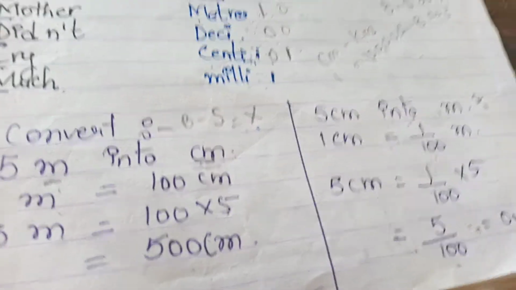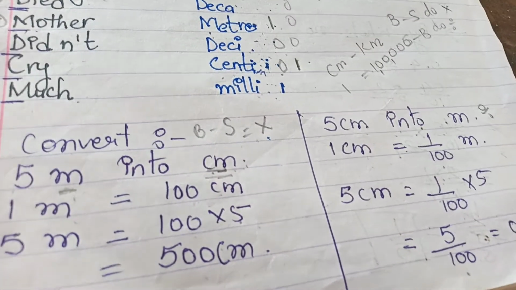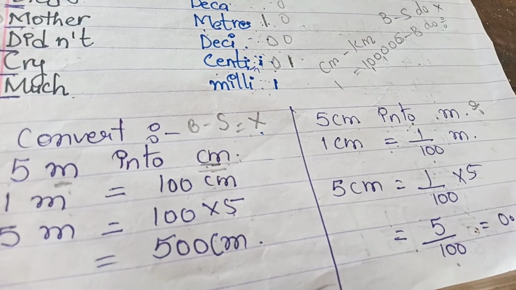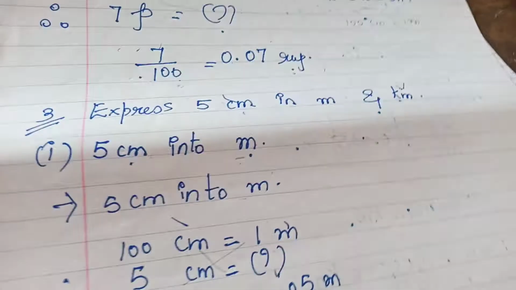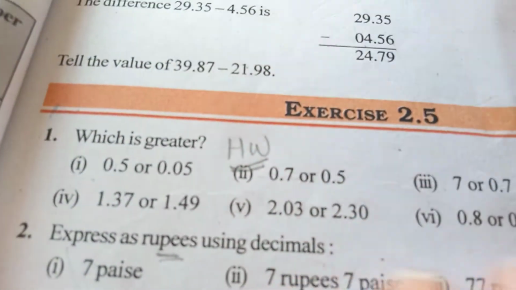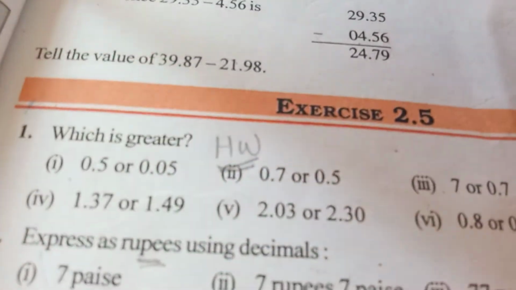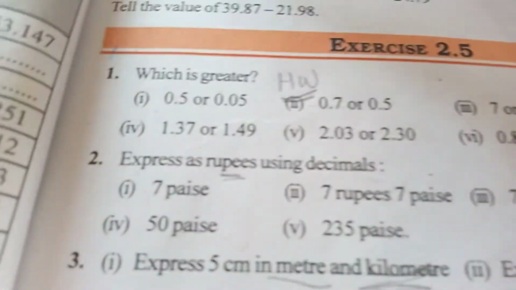Now we will start exercise 2.5. In that, the first one is easy. See in the textbook what is given. The first one is easy, you do it yourself. In the introduction video I have explained it to you. Now the second one we will start.